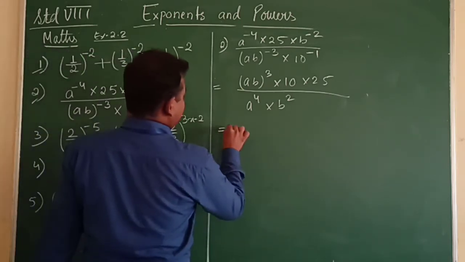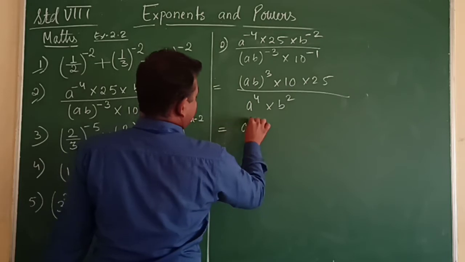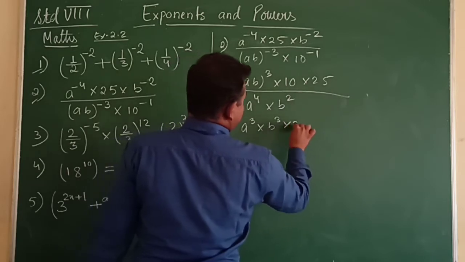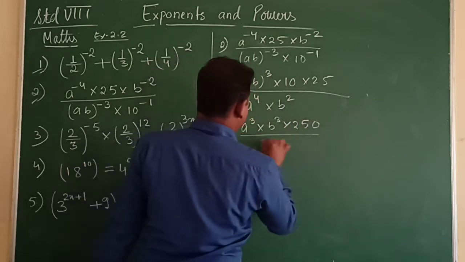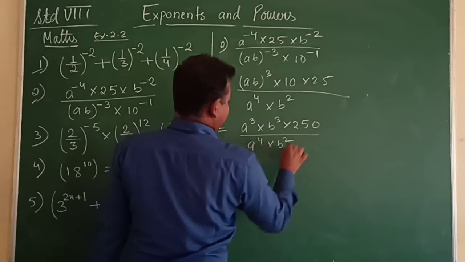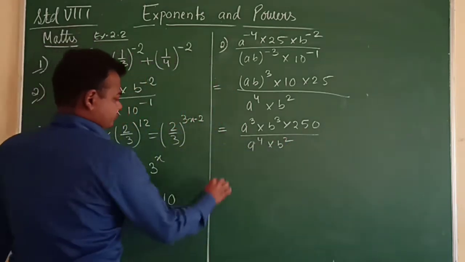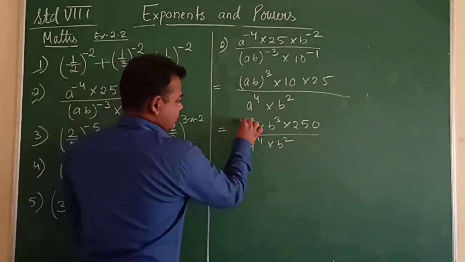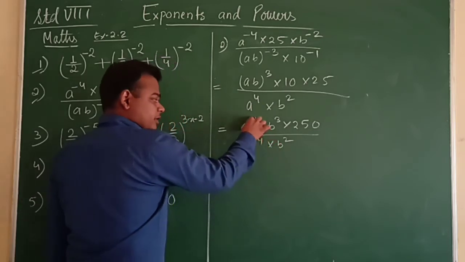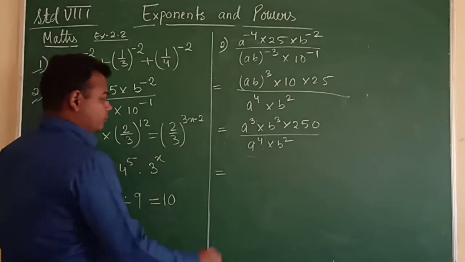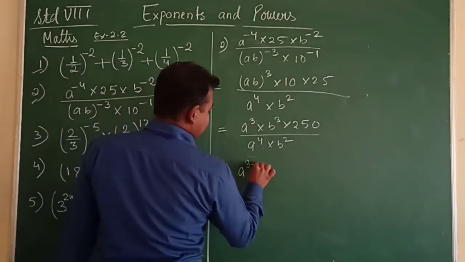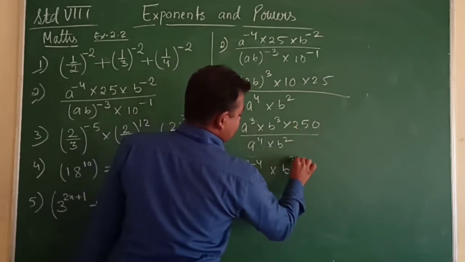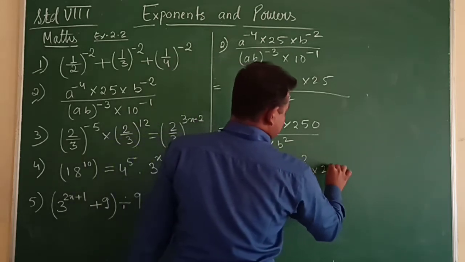Okay, now let's do it. a to the power 3, separate it, b to the power 3, and 25 into 10, that is 250. And on this side, a to the power 4 multiplied by b to the power 2. Now a to the power 3 by a to the power 4 is in the form of division, a to the power 3 divided by a to the power 4. So what we will do is subtract: a to the power 3 minus 4. For b to the power 3 by b to the power 2, we will do the same thing. And 250 will be written as it is.